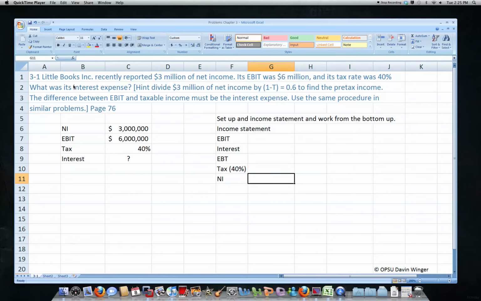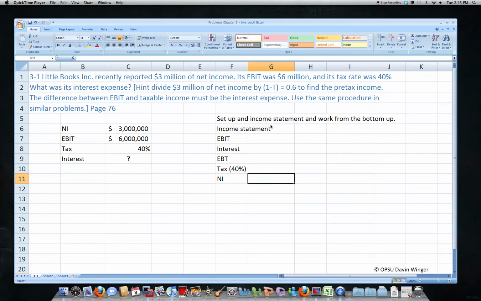Hello class, this is problem number 3-1 on page number 76 of your book. When we read the problem, we see our givens here. Our givens are $3 million net income, $6 million earnings before interest and taxes, and our tax rate is 40%. And we're asked to find the interest.